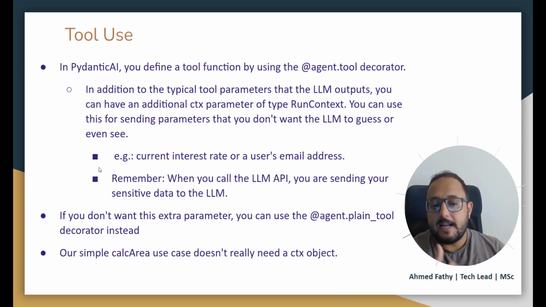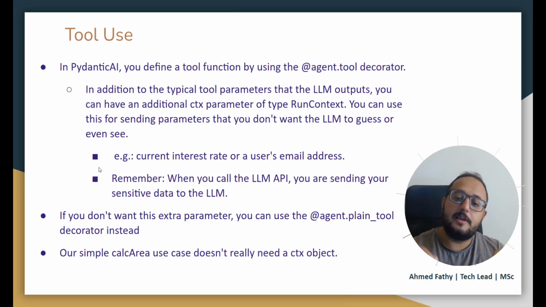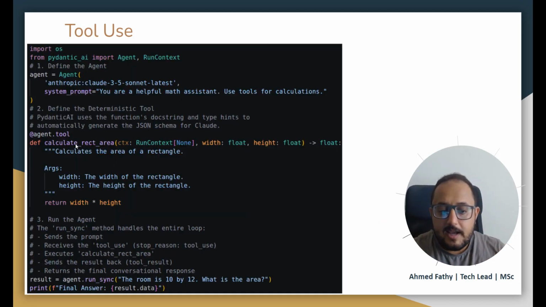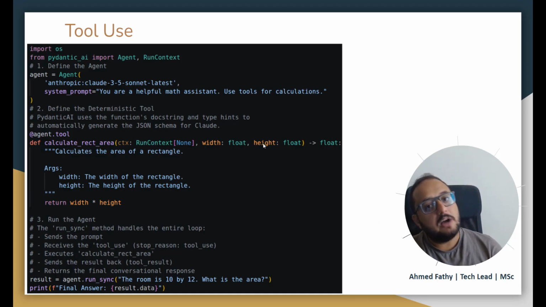Okay, so in PydanticAI, you define a tool function by using the @agent.tool decorator. In addition to the typical tool parameters that the LLM outputs, you can have an additional context parameter of type RunContext. You can use this for sending parameters that you don't want the LLM to guess or even see. So this is extremely important actually. I mean, right here, the width and height parameters are actually outputs from the LLM, right?